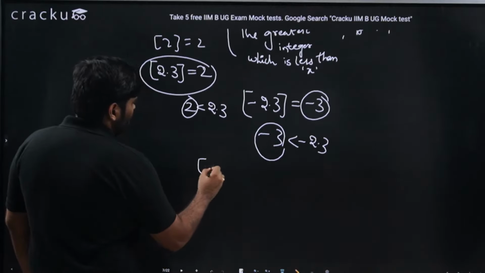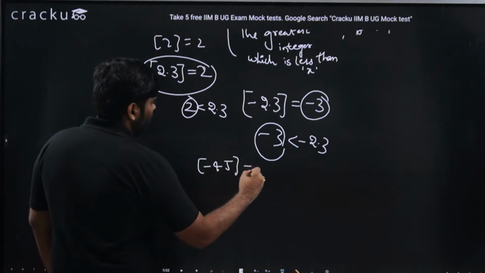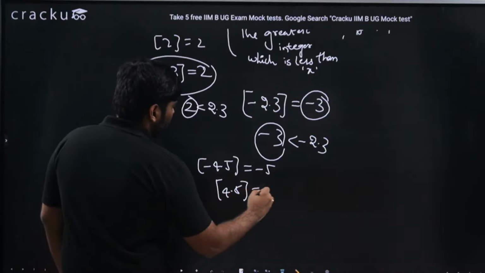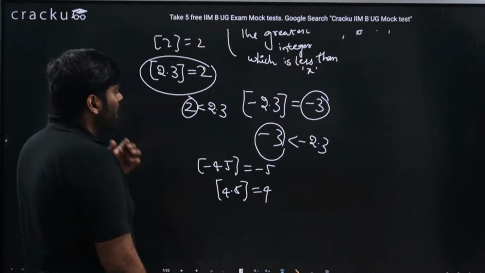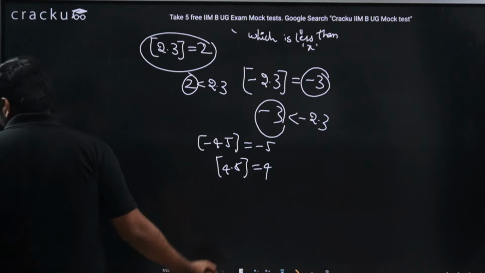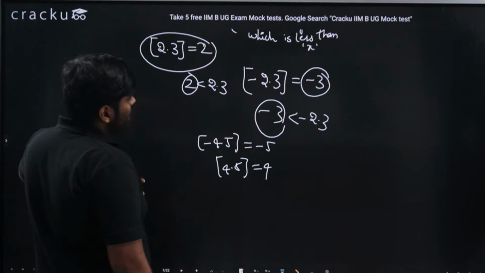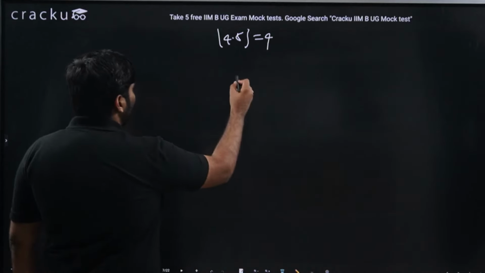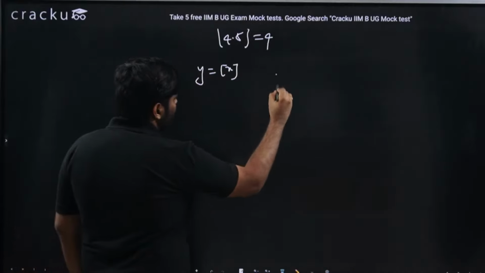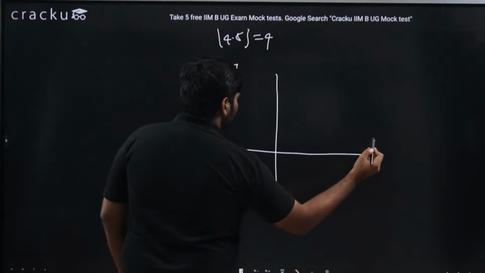Similarly, let's say minus 4.5. This would be minus 5, whereas plus 4.5 would be 4, because 4 is less than 4.5. So this is how this step function is basically defined. Now let us draw a graph of y equal to step x, as we have seen the condition for this function to exist.